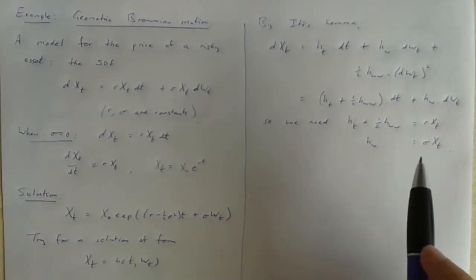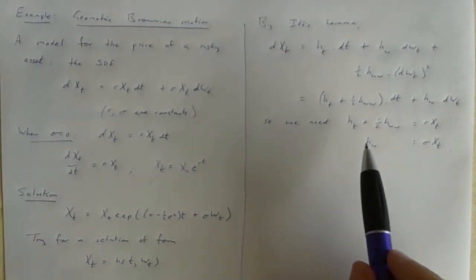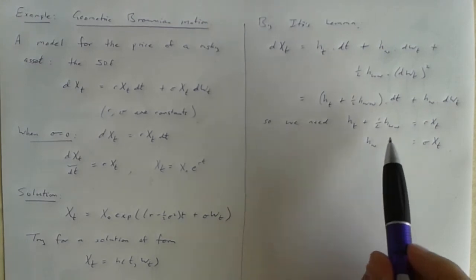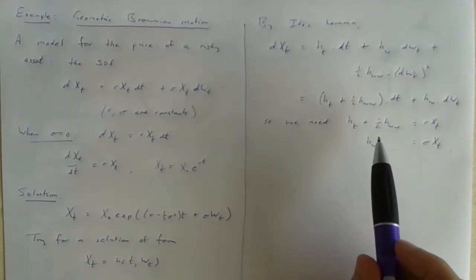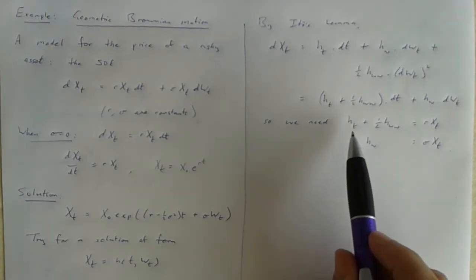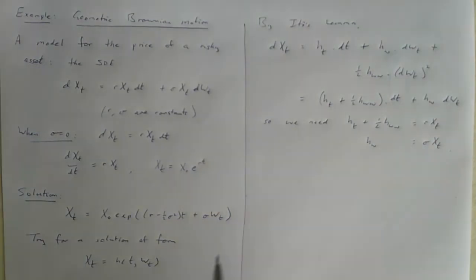Once again, I've said this before, but I'll say it again, when we write things like ht and hww, these are the partial derivatives, and we're not doing this to save space, but it's understood that these things are to be evaluated at the point t, Wt always.